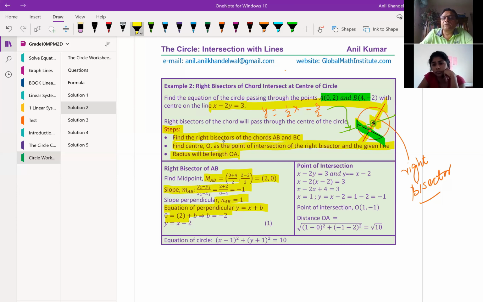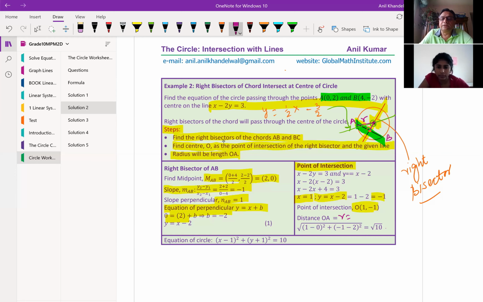So you get the point of intersection, and that is how you get the x value, then substitute the x value to find the y value. That gives you the center, which in this case is 1, minus 1. You know the center, you need to find the radius, right? To find the radius, connect the center with one of the endpoints. So in our case, endpoints are A and B given to us. So O to B will give us the radius.